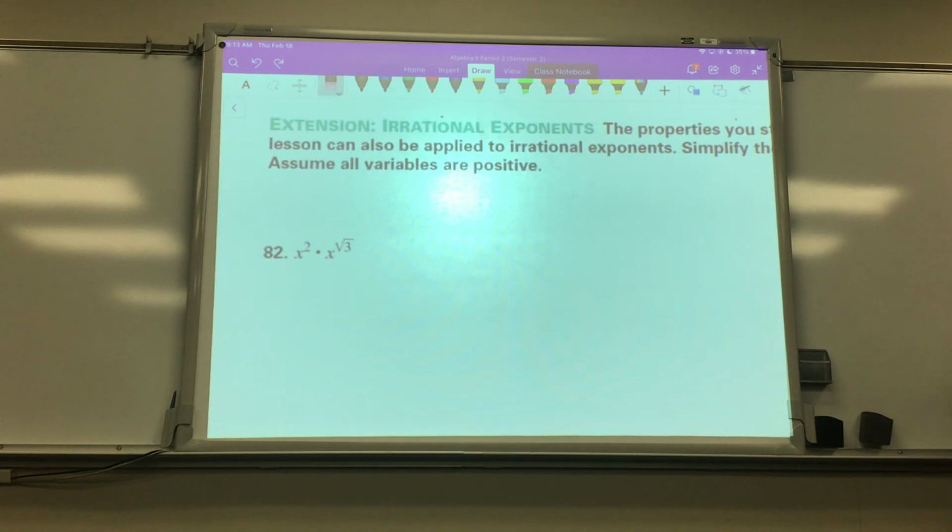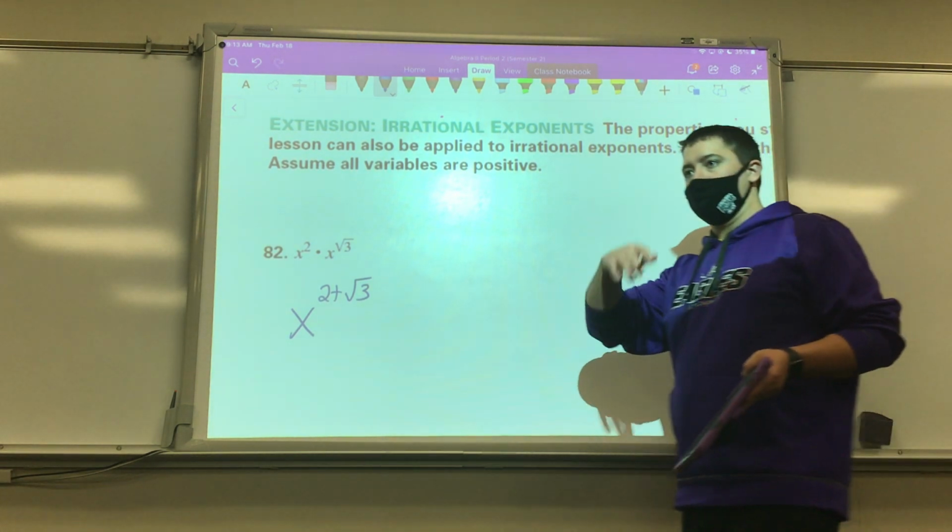Real quick, what would the answer to that one be? X plus x cubed plus root 3. Can I go any further than that? That's just the answer. But why can you have a radical as an exponent? It's just a number. The square root of 3 is 1 point something something something. It's an irrational number and we just leave it at square root of 3.